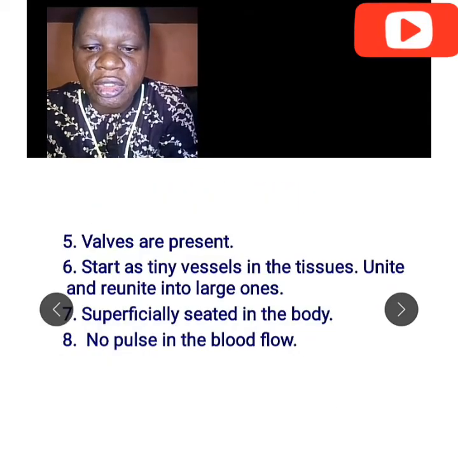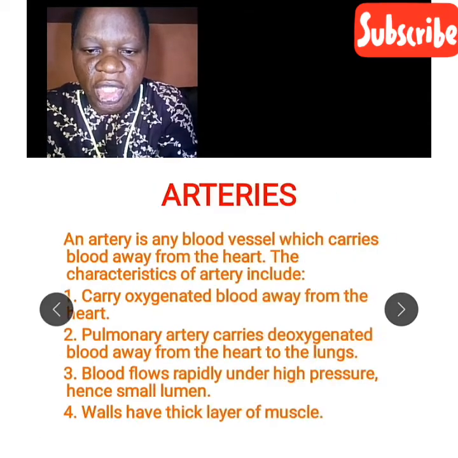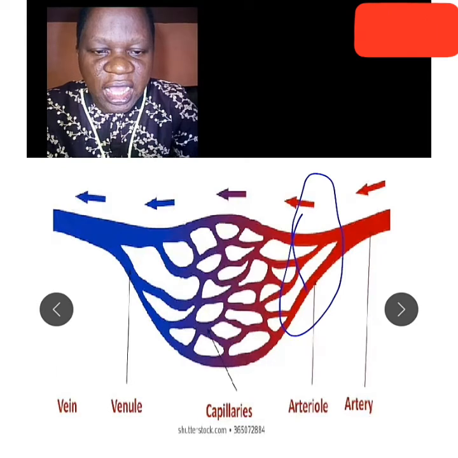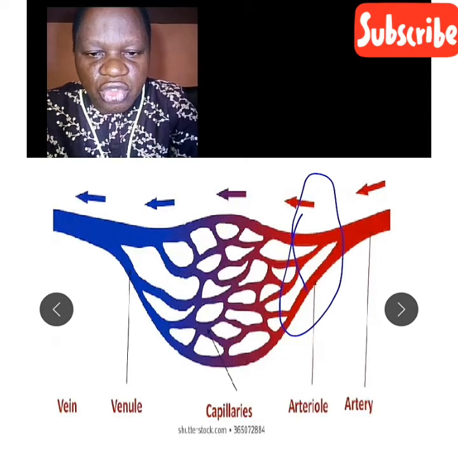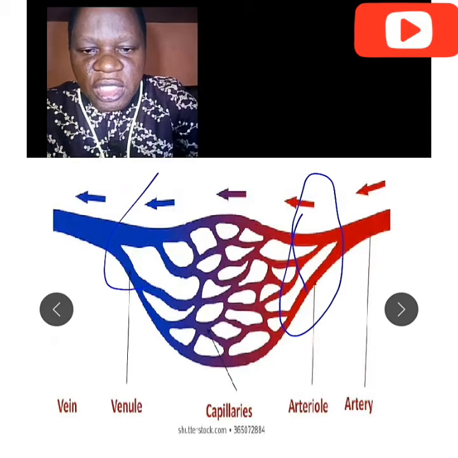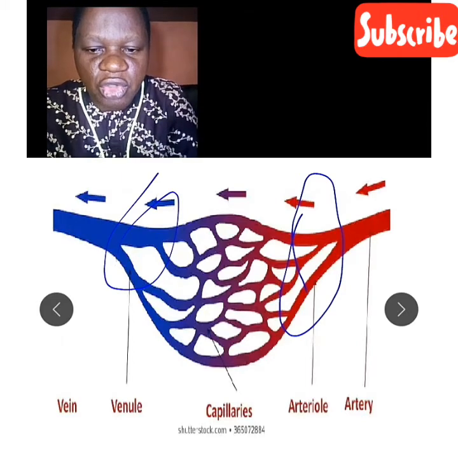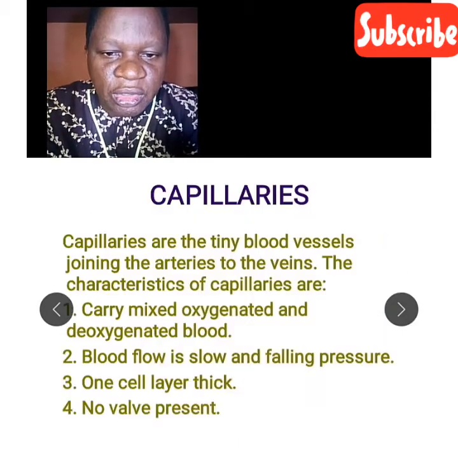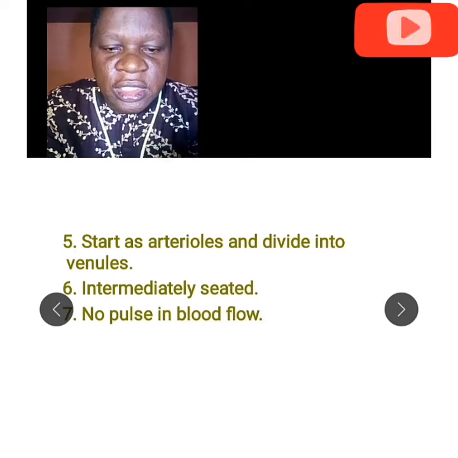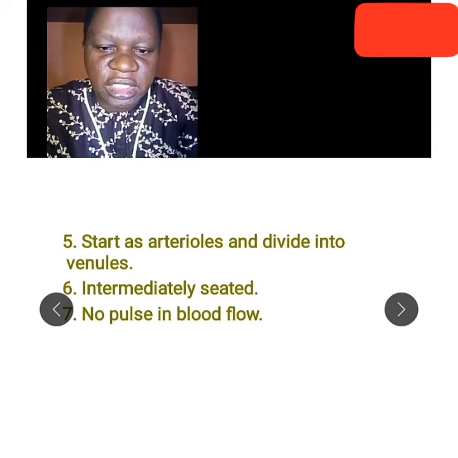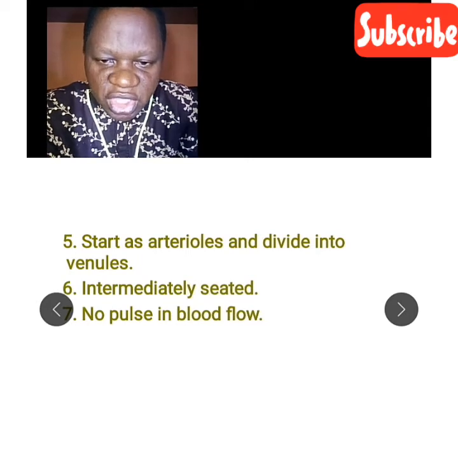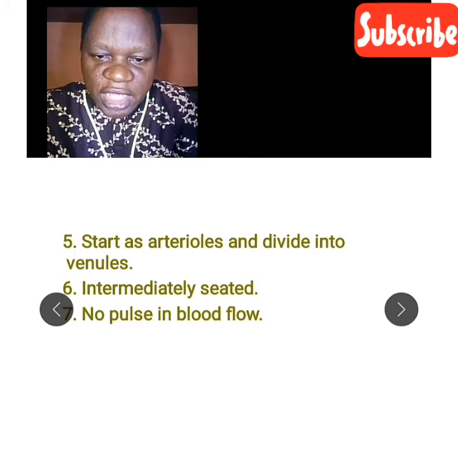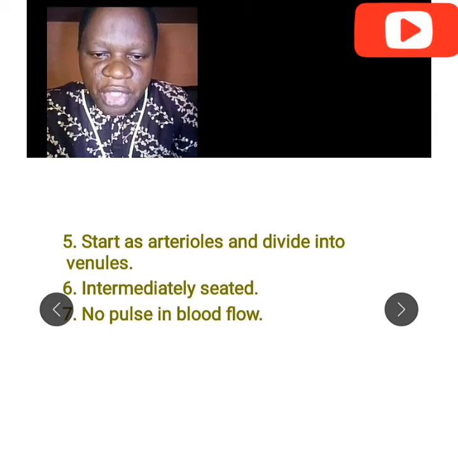Let me quickly go back to show you what I mean by that. Look at this picture. The capillary is starting as arteriole, and then eventually forms what? It forms a venule, which eventually returns blood back to the heart. They are also intermediately seated. That means they are in between the artery and the vein. They are intermediately seated and no pause in the blood flow.